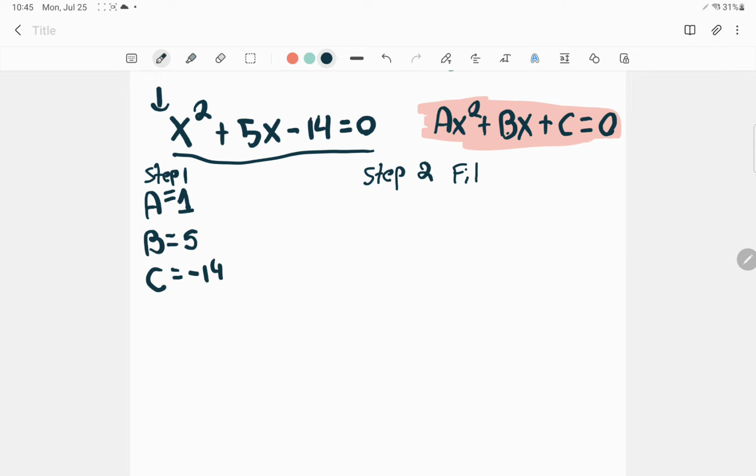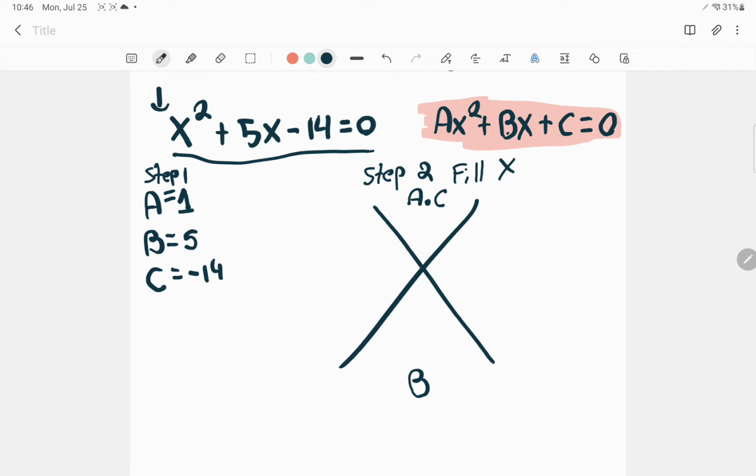fill x. So we're going to have to fill our x right here. I made it big enough, and I would ask you guys to do the same, because we're going to be putting stuff in there. So on the top, I want you to write a little times c. And on the bottom, I'm going to put b.